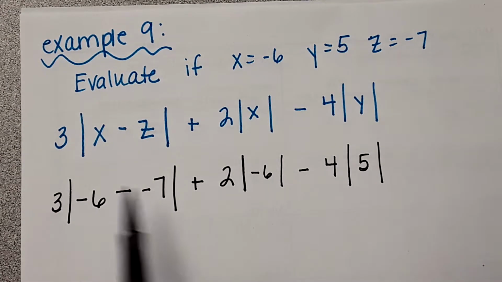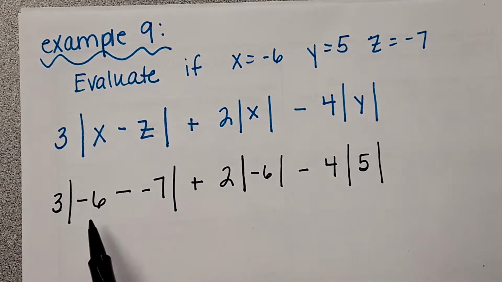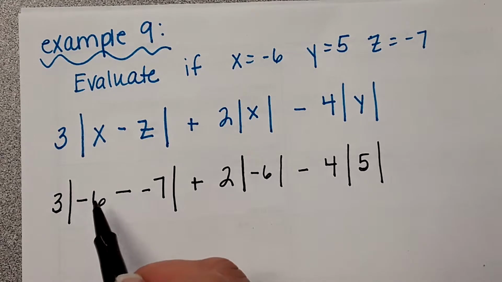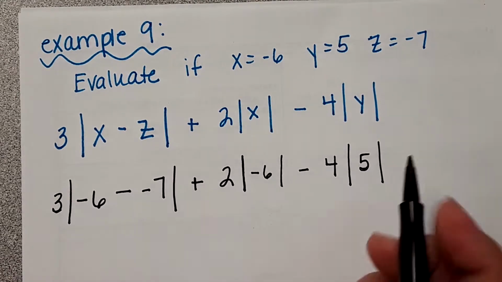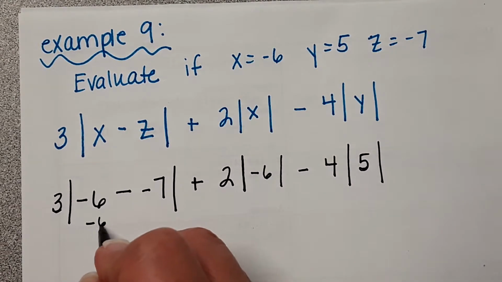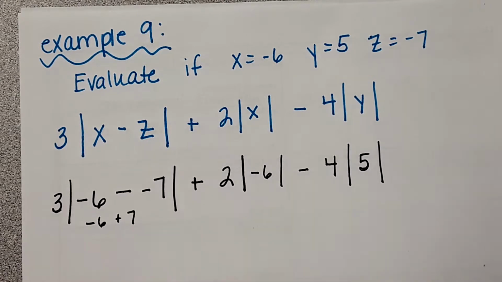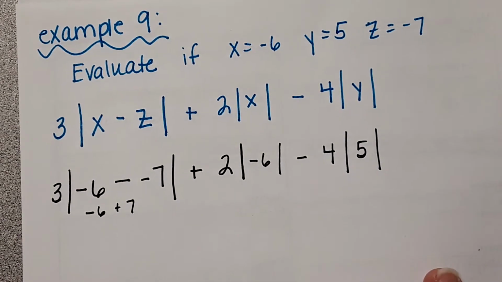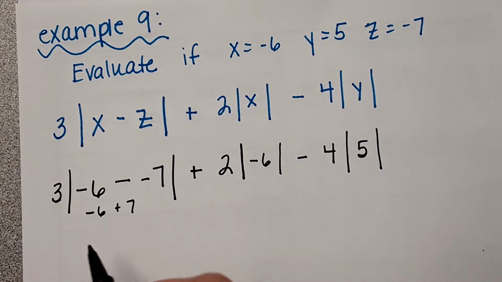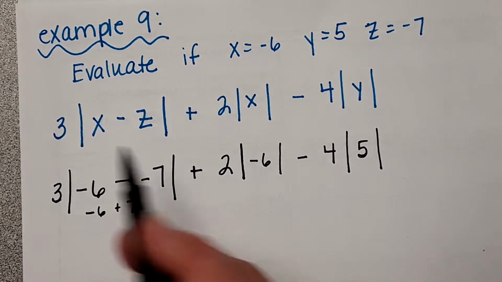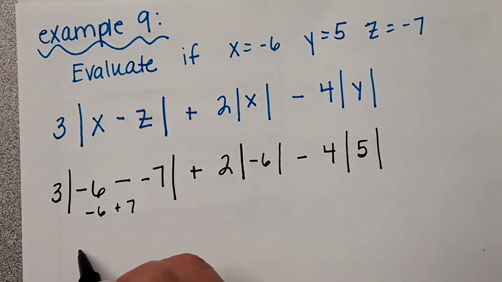Now remember, when there's a number in front of the bar, that means multiplication, but you can't distribute it. It's the last thing you're going to do. You kind of act like absolute value is parentheses, sort of. So we're going to take care of what's inside. So -6 minus -7, so -6 plus 7 becomes what? 1.